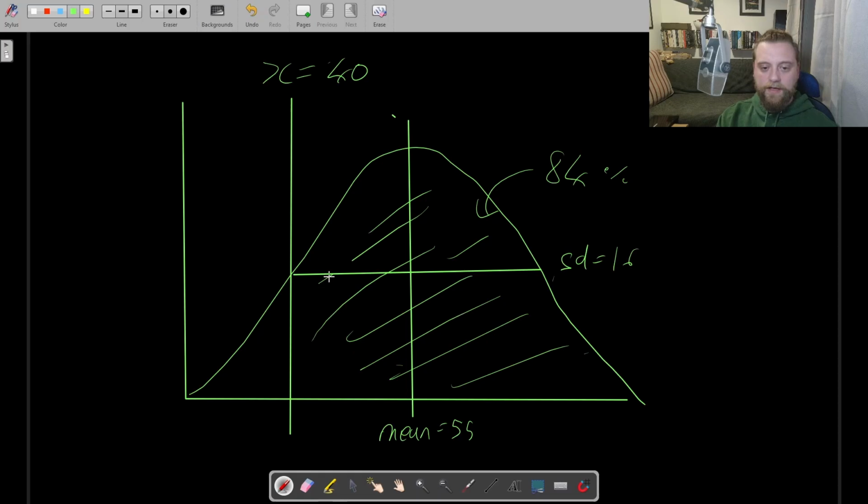So we can calculate the 84% of the upper part of the distribution, giving us an x of 40, versus the 84% of the lower part of the distribution, which would give us an x of 70. Of course, this part is likewise about 16% of the remaining distribution.